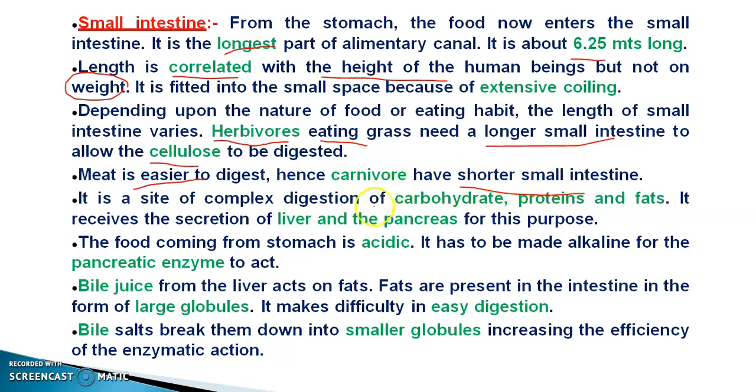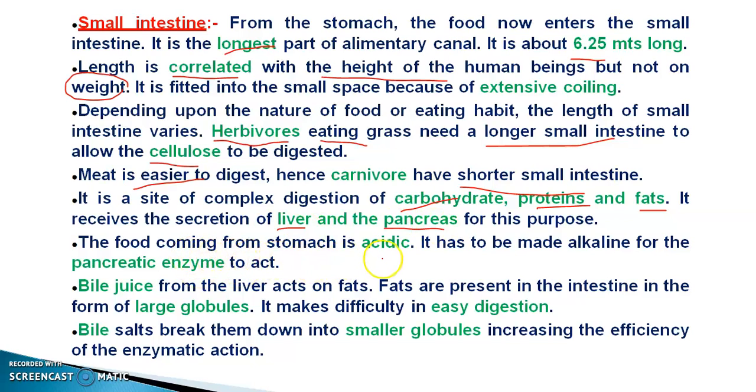Now come to the digestion mechanism. In our intestine there is a complex digestion of carbohydrate, protein, and fat, which means all three components are digested in our small intestine. So it receives the secretions of the liver and the pancreas, which means the liver and pancreas play a very important role in the digestion of this food material.